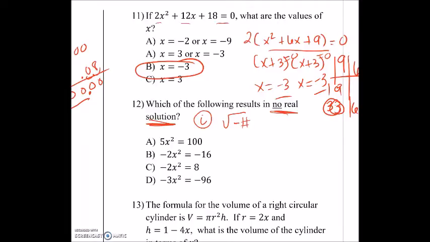So when we're solving this, when it divides 100, because it's a positive divided by a positive, the answer will be positive. A -16 divided by a -2, it's still positive. A +8 divided by a -2, that would be a negative. And the -96 divided by -3, that would be a positive. So the only one that would give me a negative number would be C.